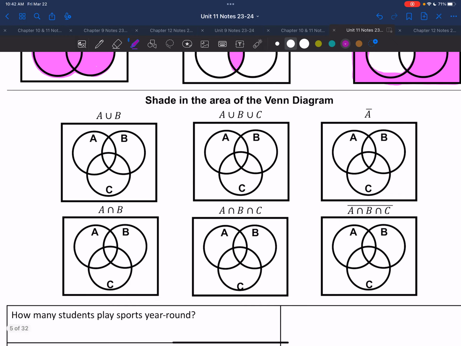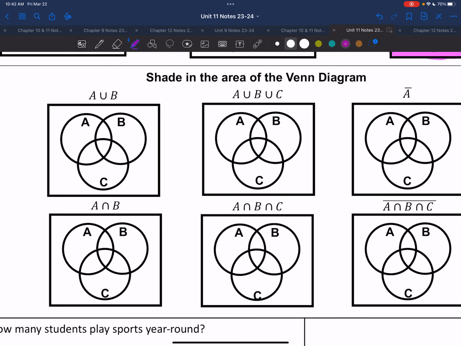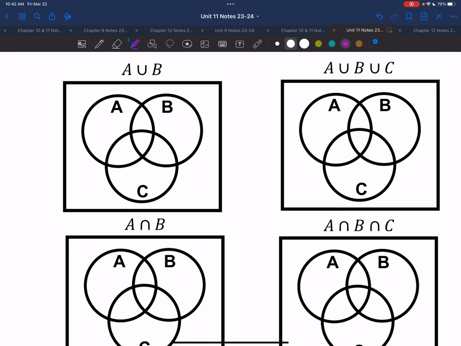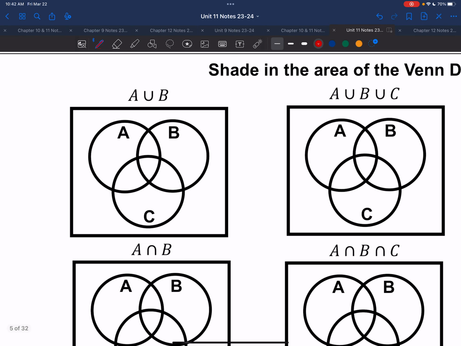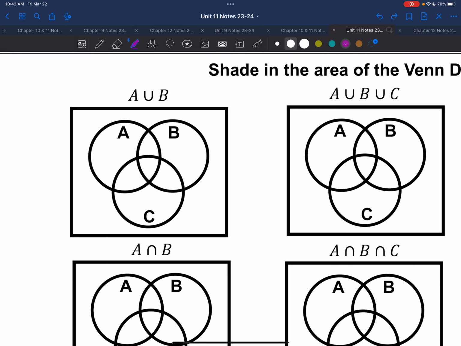All right, so just as a couple more examples, it says shade in the Venn diagram the area of the Venn diagram. So if I'm looking at, remember this is A or B, okay? So long as it sits inside one or the other or both, it counts, right? So here's A, here's B. Anything inside one or the other is okay.